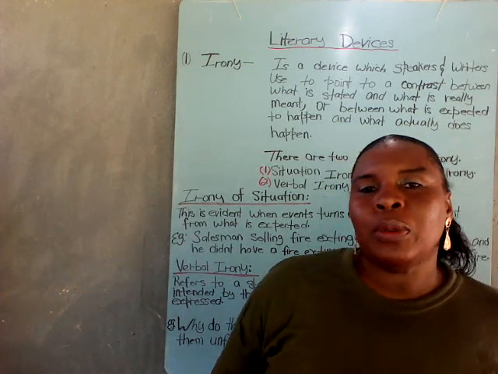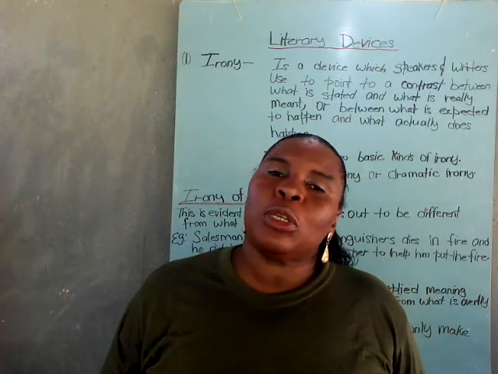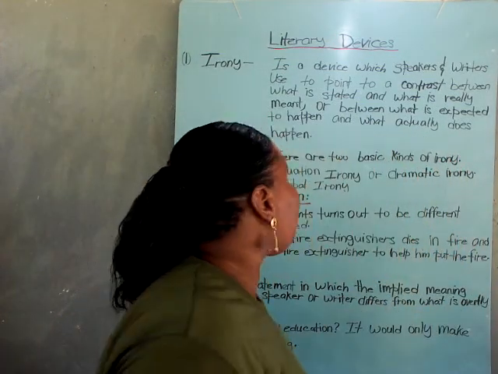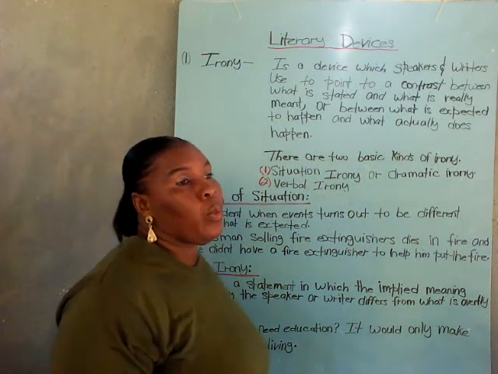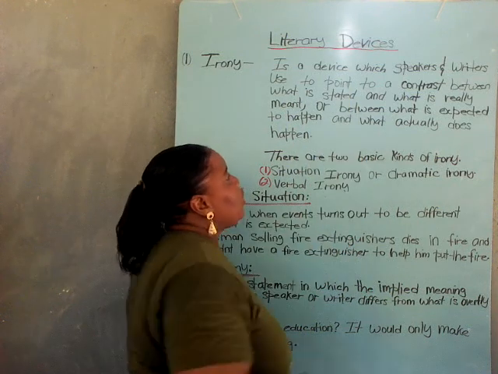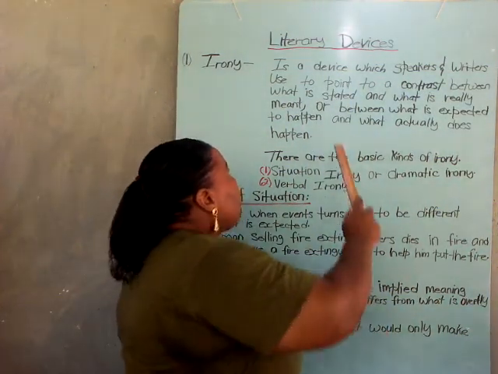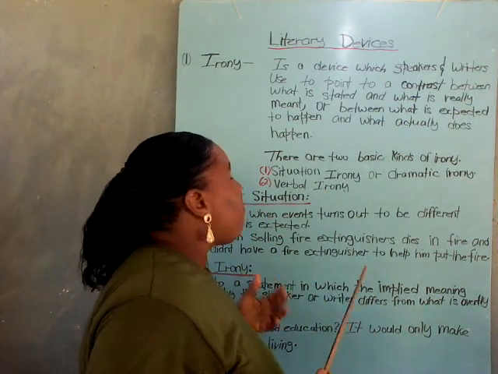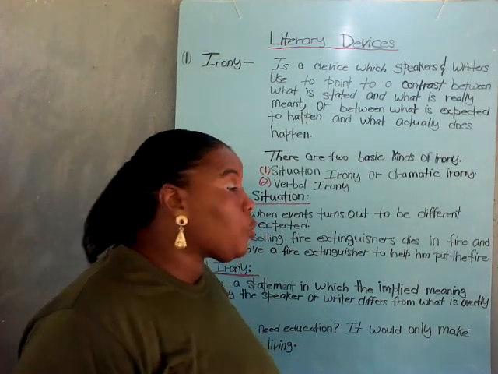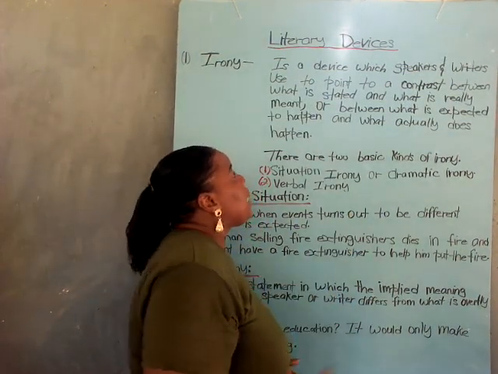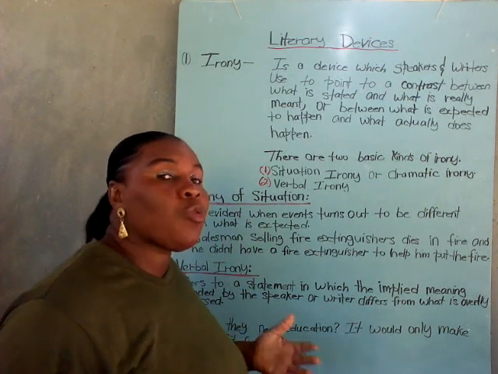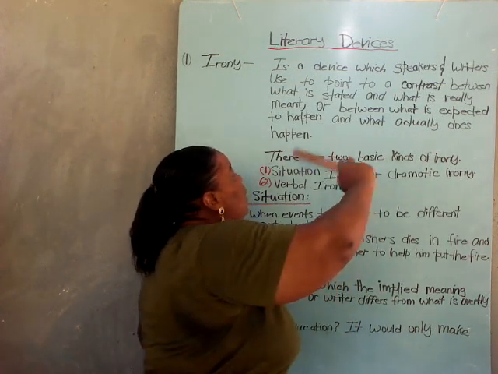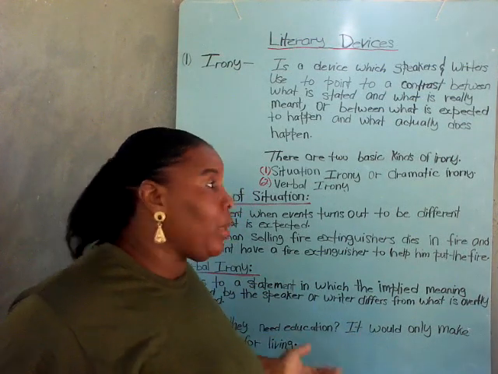Today we're going to be talking about literary devices, and the topic is going to be irony. So let's get started. What is irony? Irony is a device which speakers and writers use to point to a contrast between what is stated and what is really meant, or between what is expected to happen and what actually does happen.